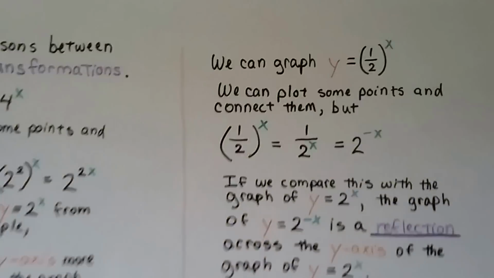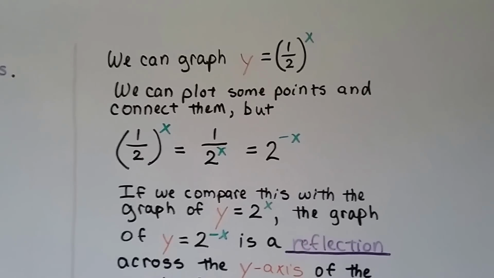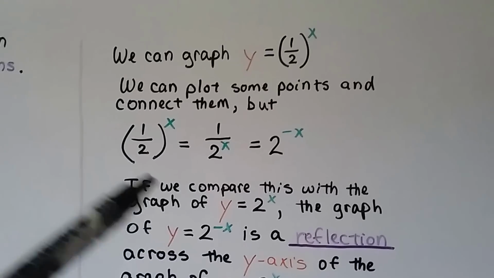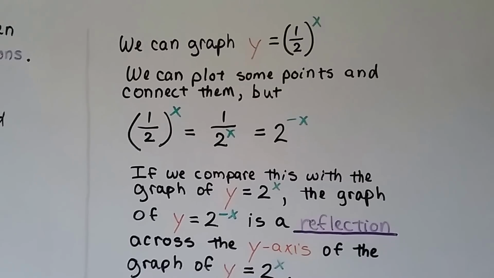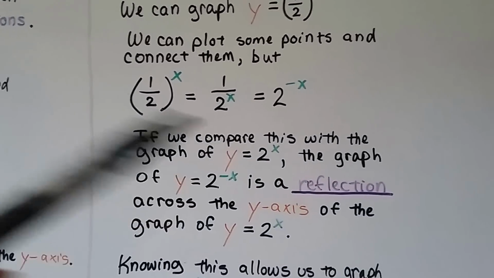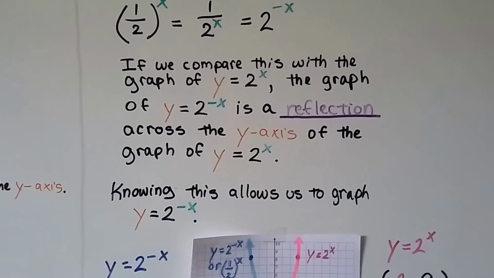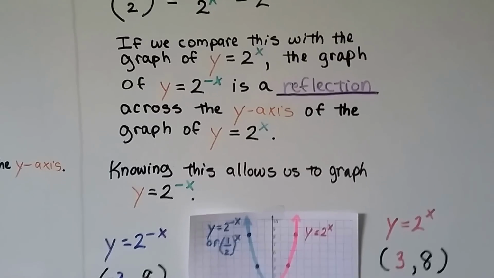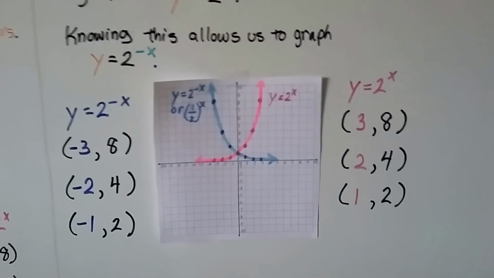And we can graph y equals half to the x power. We can plot some points and connect them, but keep in mind that it's the same thing as 2 to the inverse of x. If we compare this with our first example, y equals 2 to the x power, the graph of y equals 2 to the inverse of x is a reflection across the y-axis of the graph of y equals 2 to the x. Knowing this allows us to graph it.